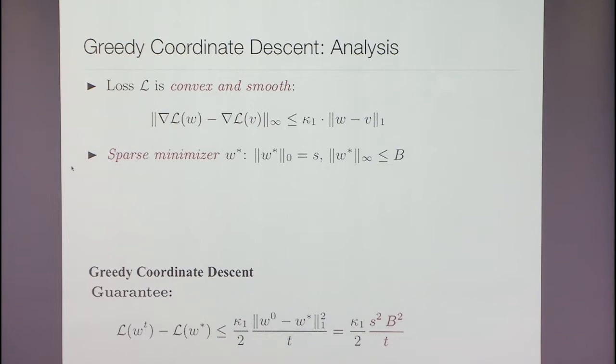Is this just a guarantee of basis pursuit? This is not the guarantee of basis pursuit. This is just greedy coordinate descent. So this is not our result. So I just wanted to bring up greedy coordinate descent. This is the guarantee of greedy coordinate descent.